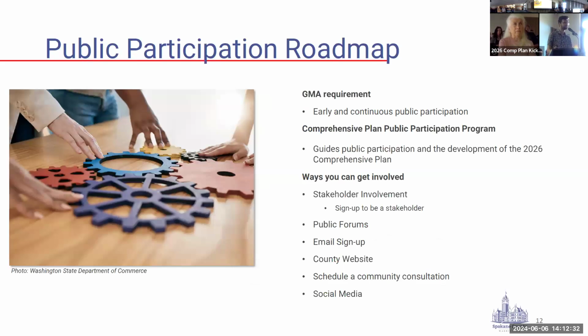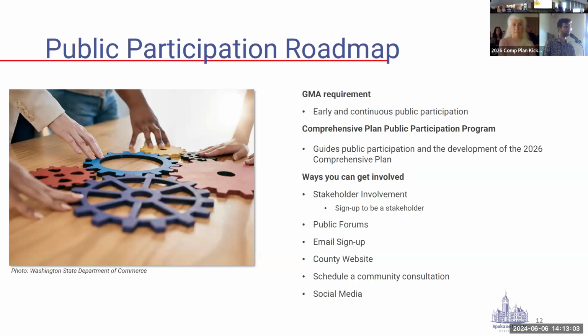The cool thing is, not only is public participation important, it's also required. Under the Washington State Growth Management Act, they require early and continuous public participation. So we need public participation starting not just now, but throughout the whole next 2-year process. And that's one of the reasons we're having this. We want to get you informed on what's going on early in the process so you can make the best decisions for your community.